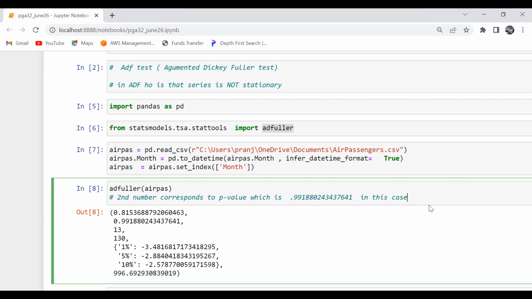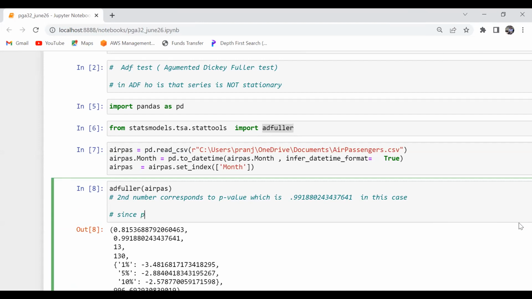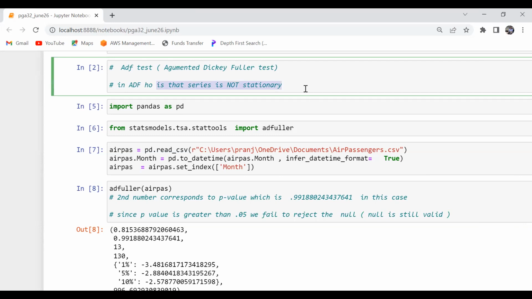So what should we do? Shall we reject the null or shall we fail to reject the null? Batao, guys. Sir, we fail to reject the null. Why? Sir, because the value is greater than 0.05. Yes, that's absolutely the right answer. Since the p value is greater than 0.05, we fail to reject the null, which in short means the null is still valid. And what was the null? The null over here is that the series is not stationary.